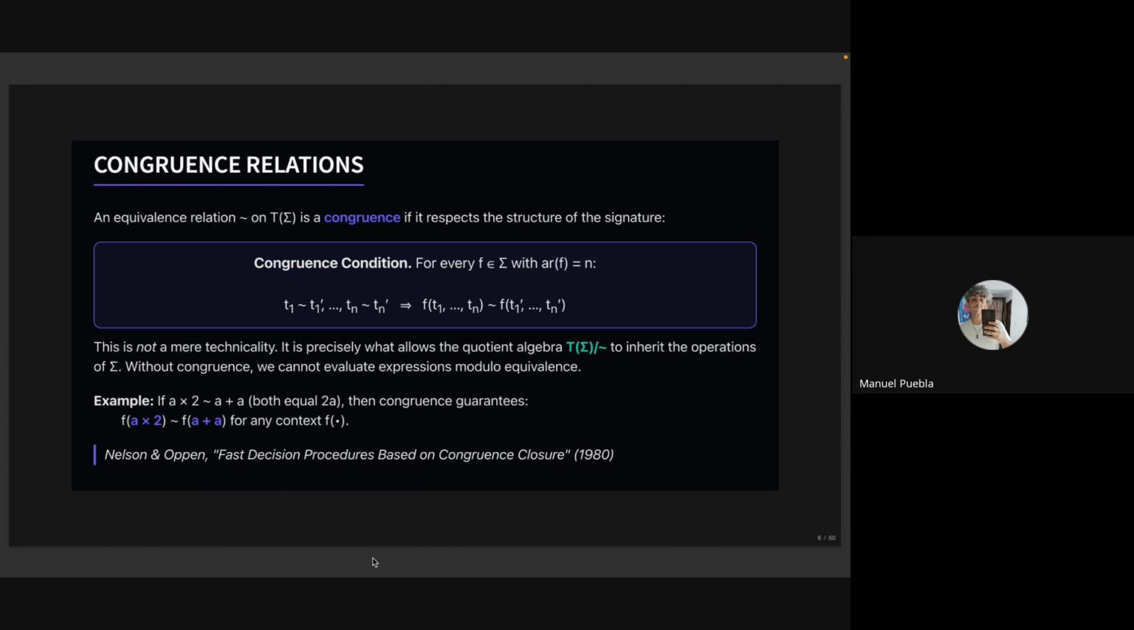For people from a math background, this is not strange, because in many fields, like in algebra, we demand equivalence relations to have some extra closure properties. In this case, we're going to have this one. And the example is clear. Okay, so if we deem a times 2 and a plus a to be equivalent, then any function that we apply to those terms also needs to be equivalent.